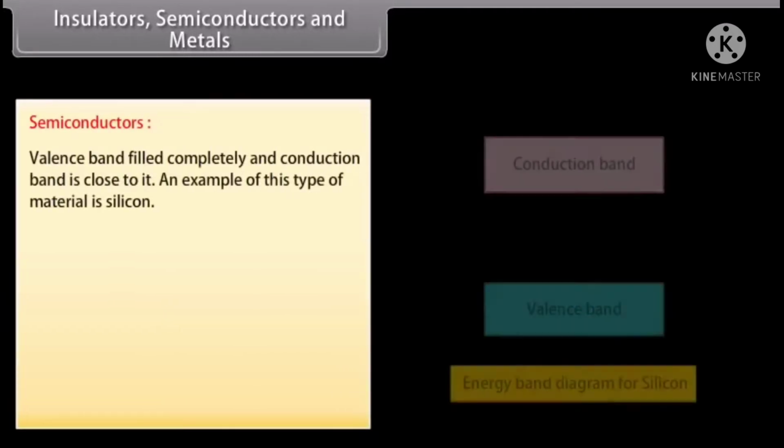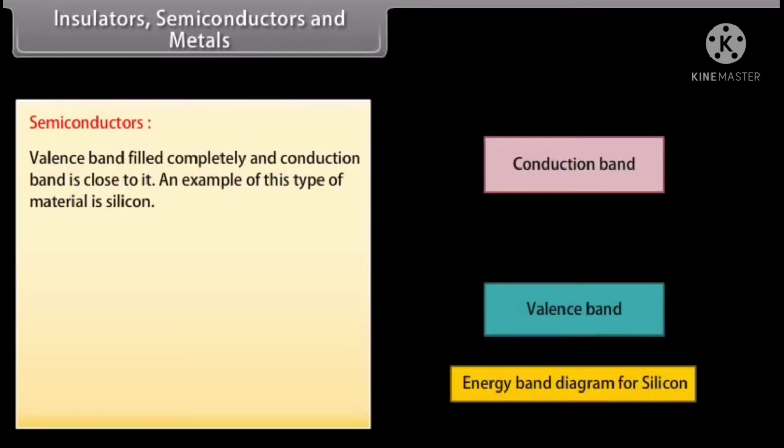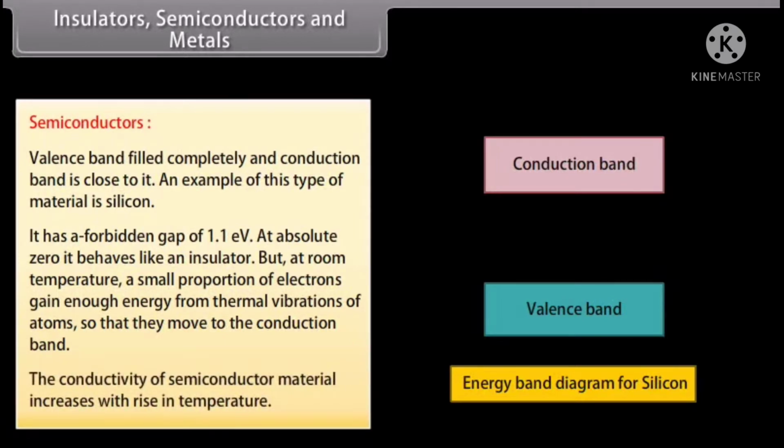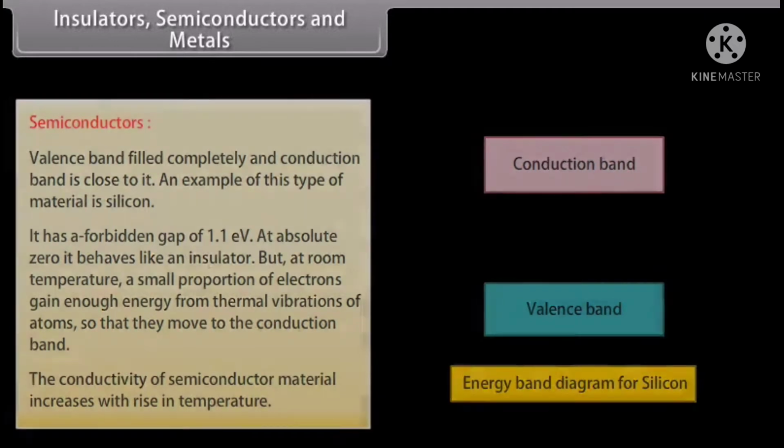Semiconductors. Valence band filled completely and conduction band is close to it. An example of this type of material is silicon. It has a forbidden gap of 1.1 electron volt. At absolute zero, it behaves like an insulator. But at room temperature, a small proportion of electrons gain enough energy from thermal vibrations of atoms so that they move to the conduction band. The conductivity of semiconductor material increases with rise in temperature.